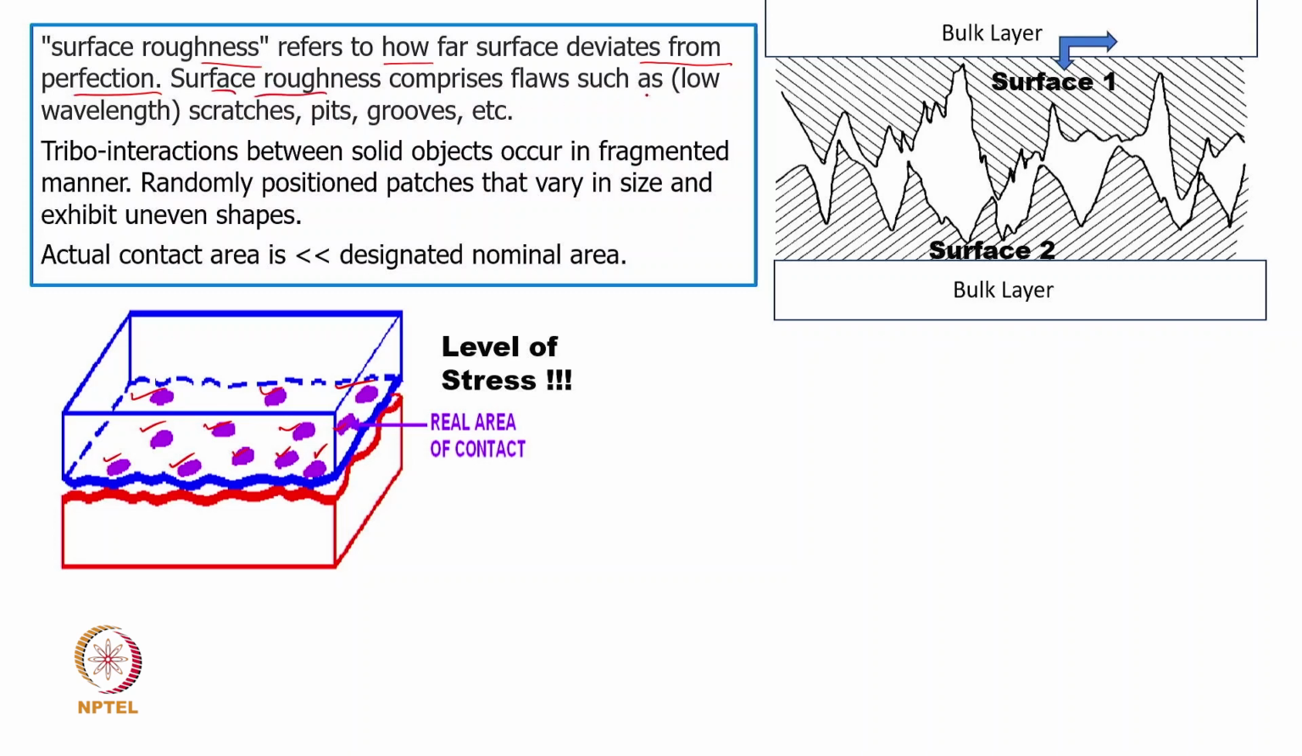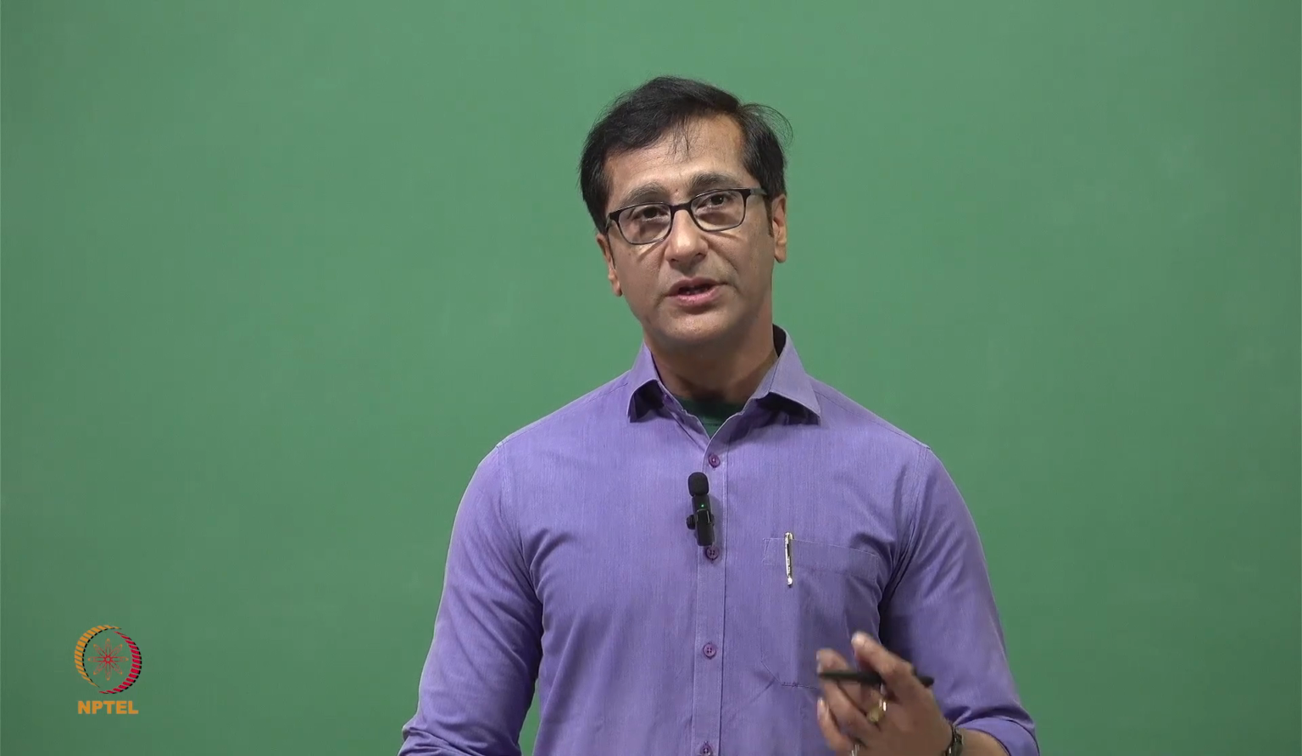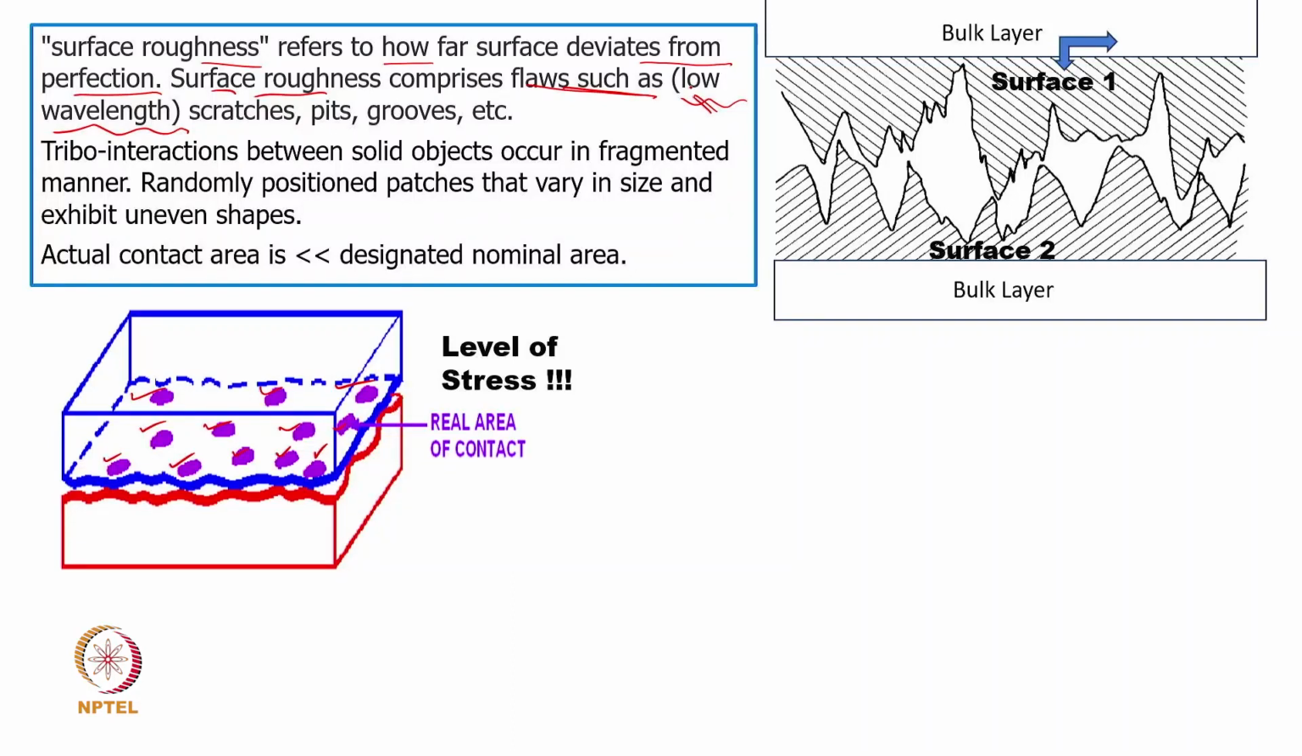Then we say surface roughness comprises flaws. We are using the word flaws, maybe peaks and valleys are there. And particularly we want to emphasize the low wavelength, high frequency signals. Reason being, the complete surface is made of three things we will be discussing in this lecture, and lowest one is surface roughness. That's why we are using the word low wavelength. Then we will be coming to the other aspects, and we are more interested in low wavelength. It may be scratches, maybe pits, maybe grooves, and we need to really consider all those things.